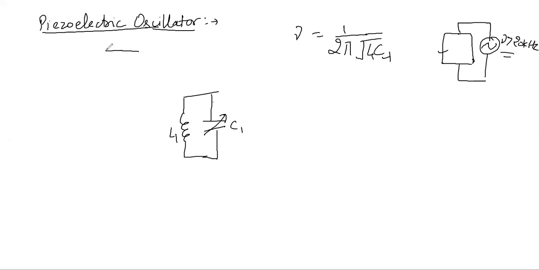Now, if I can place another coil here and connect it to two metallic plates, and between those metallic plates, if we can manage to place a quartz crystal here, what would happen in this case? Let's first stop here itself. We'll see why we can't do this simple procedure.